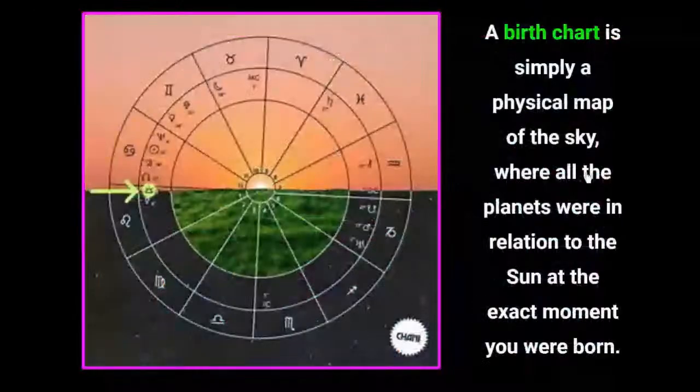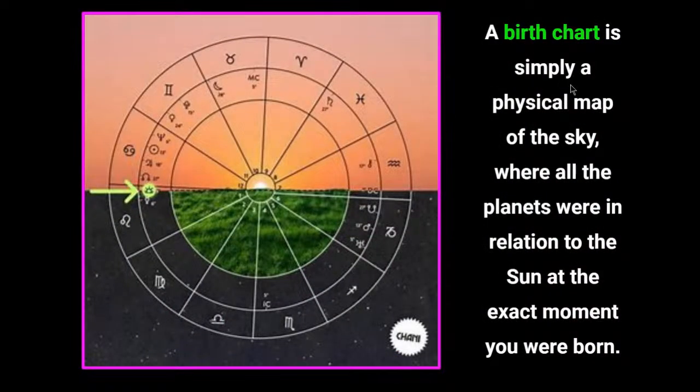We're moving forward. A birth chart is simply a physical map of the sky where all the planets were in relation to the sun at the exact moment you were born. That's all a birth chart is, simply a physical map of the sky. We will be discussing the southern hemisphere and the northern hemisphere, where things are seen and unseen. The things down here, we'll discuss that.